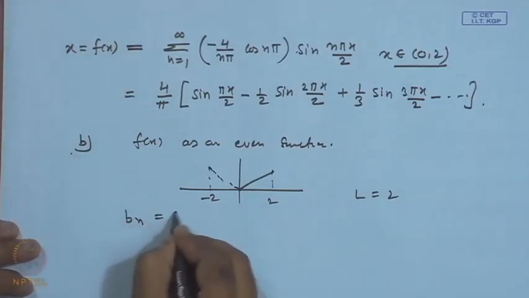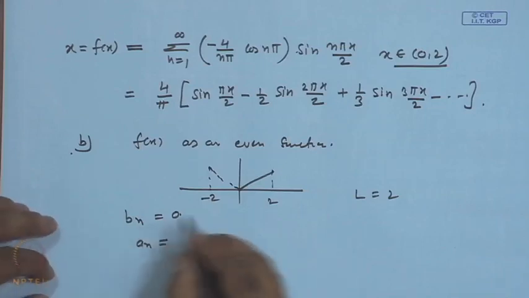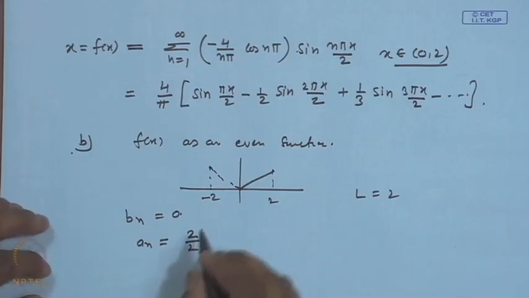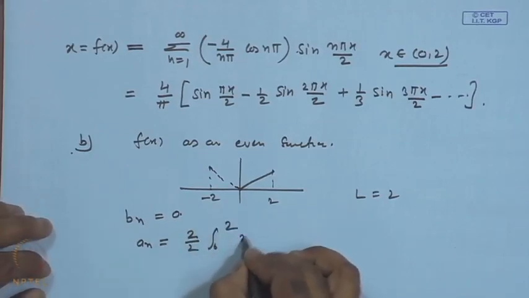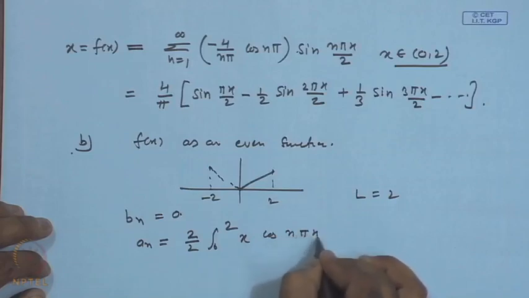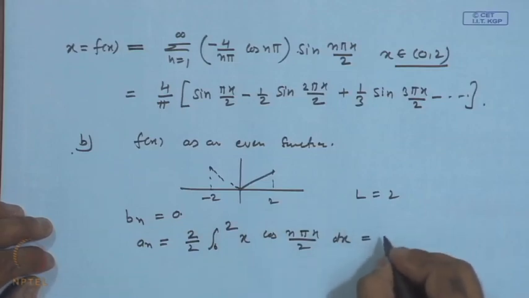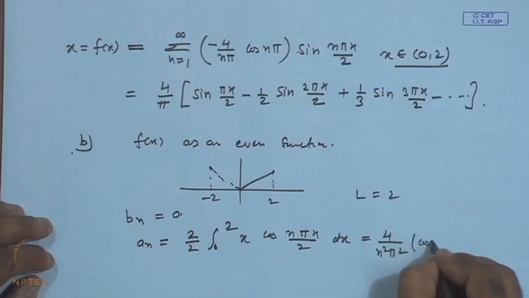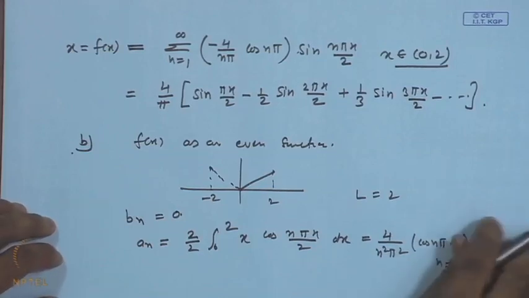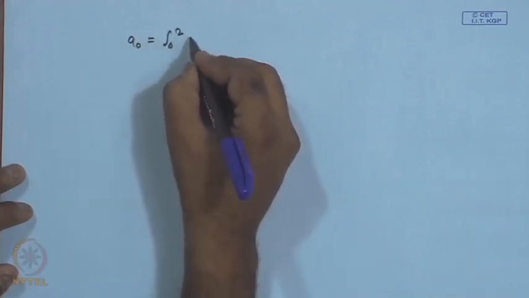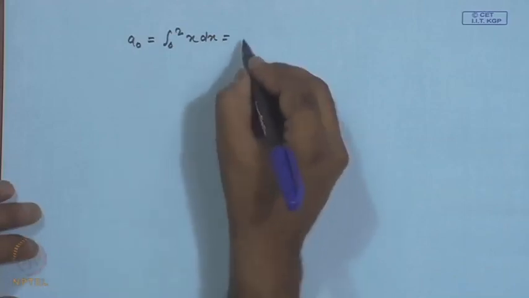So, now B n will be 0 and A n we can get in a similar fashion as we got there: 2 over L, so 2 over 2, integral 0 to 2 of x cos n pi x over 2 dx, and we integrate this to get 4 over n square pi square times cos n pi minus 1, that is minus 1 power n minus 1, for n not equal to 0. And if we take n equal to 0, we will get integral 0 to 2 of x dx, that means 2.